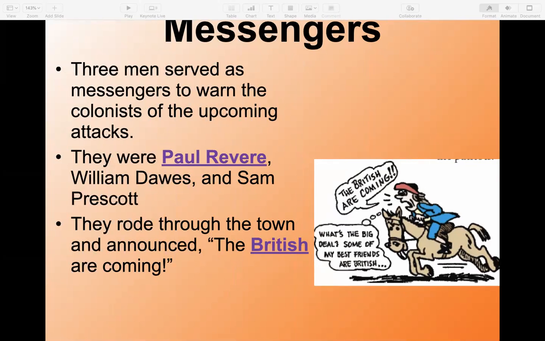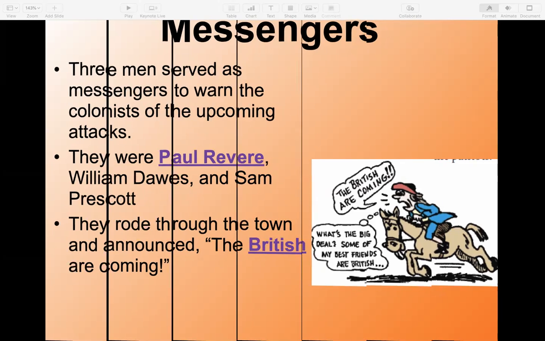Three men served as messengers to warn the colonists of upcoming attacks. They were Paul Revere, William Dawes, and Sam Prescott. They rode through the town and announced, "The British are coming."